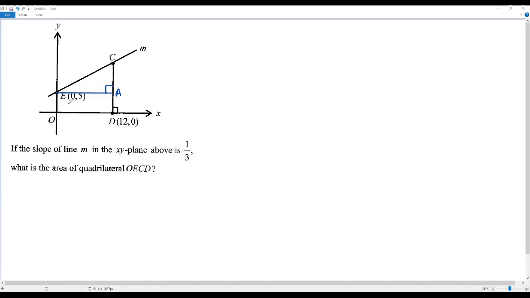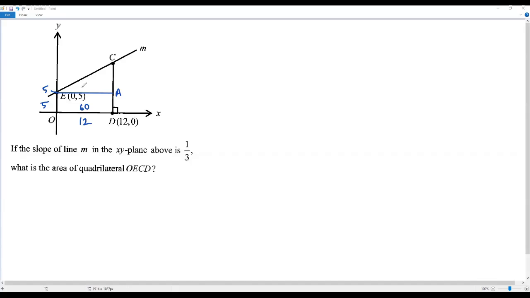So I can get the area of this rectangle OEAD easily because I know that the length of OD is 12, because the x coordinate over here is 12, and the length of this line segment here is 5 units because here the point is (0, 5), the y coordinate over here is 5. That is, the length of the rectangle is 12 units and the width of the rectangle is 5 units. Then the area of the rectangle is going to be length times width, that is 12 times 5. Then I'm getting 60 square units as the area of the rectangle.